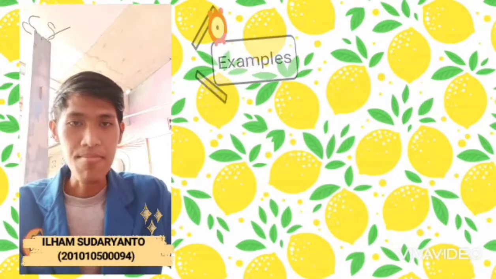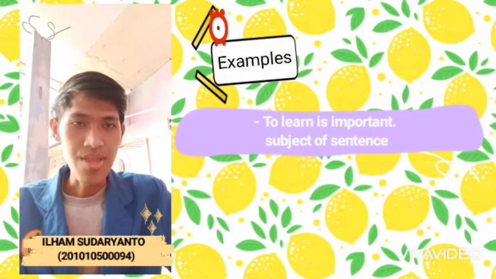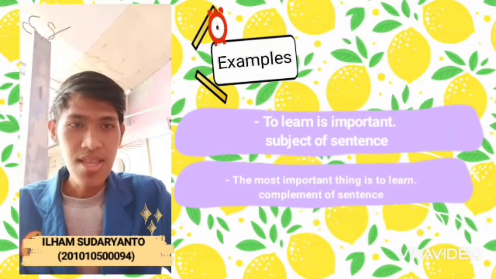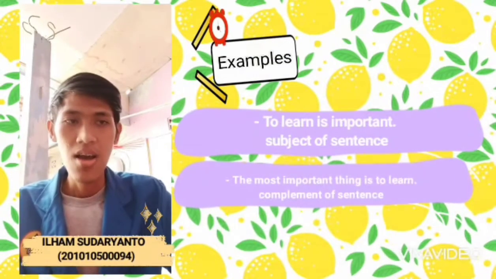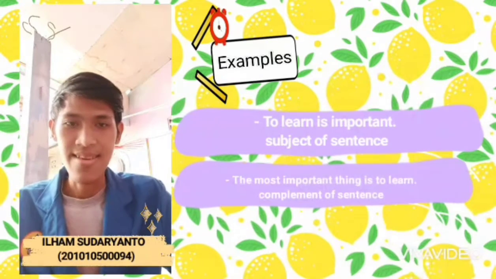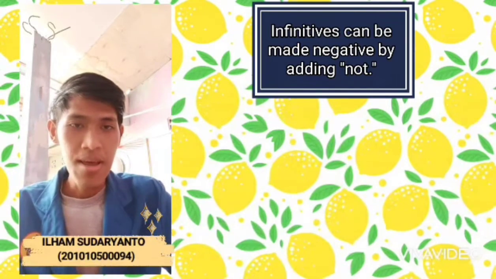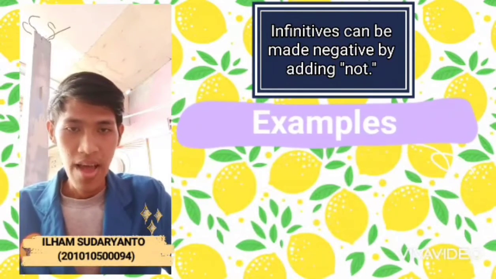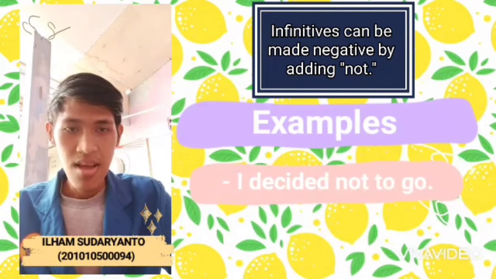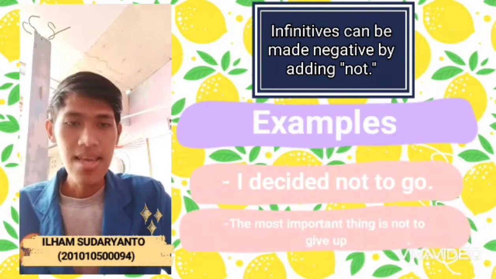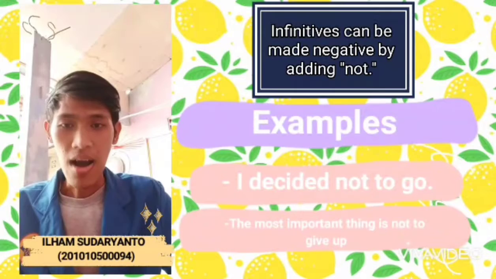Okay. Example: to learn is important, subject of sentence. The most important thing is to learn, complement of sentence. He wants to learn, object of sentence. An infinitive can be made negative by adding not. Example: I decided not to go. The most important thing is not to give up.